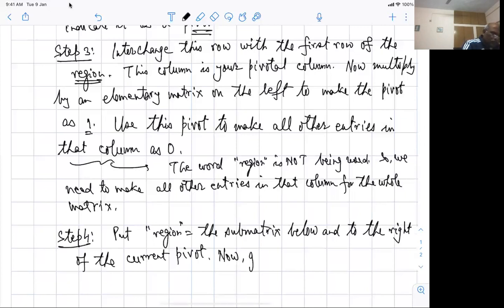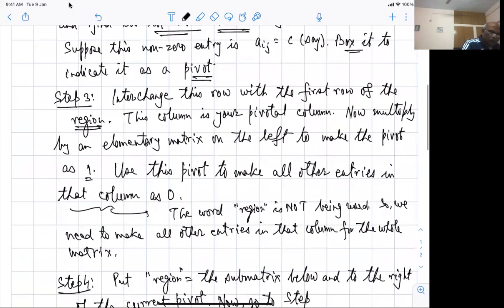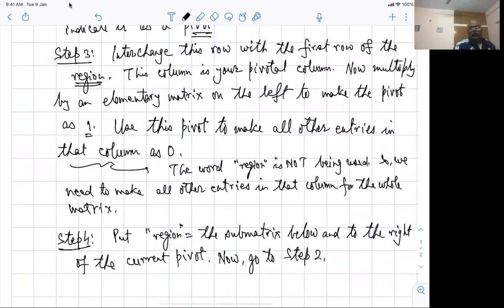Now go to step 2. All right. So we need to do this, and therefore it will finally end because there are only m rows or n columns. So at most there will be n pivots or at most m pivots, and we can stop. Fine. This is important: it will end in a minimum of m comma n steps.